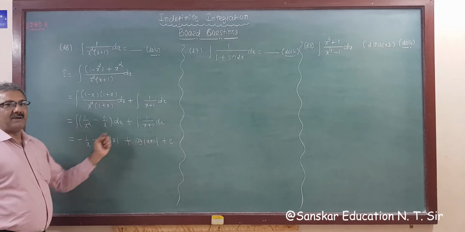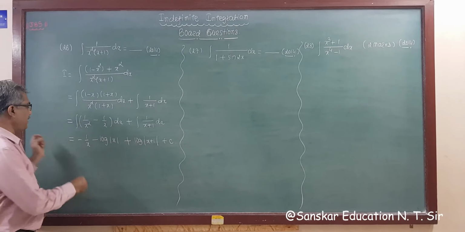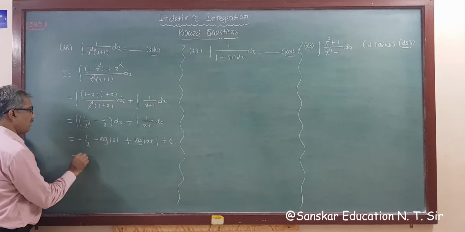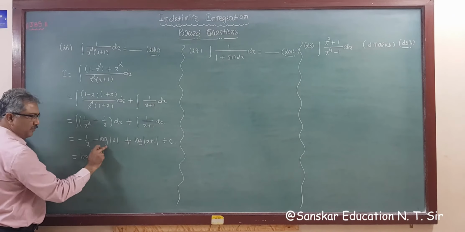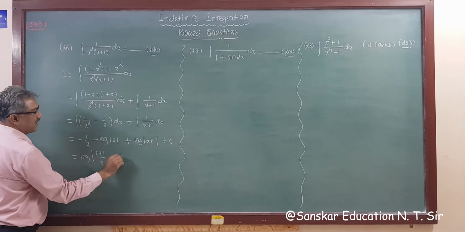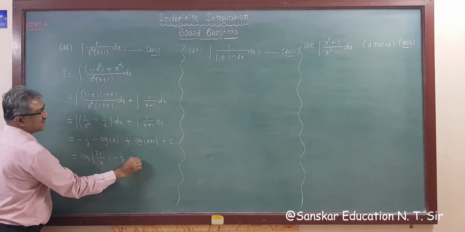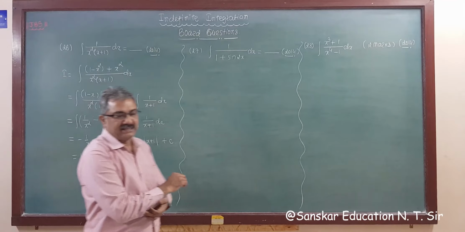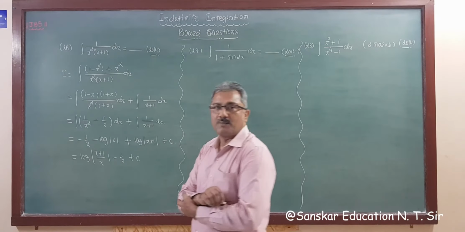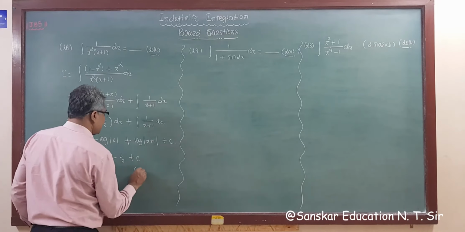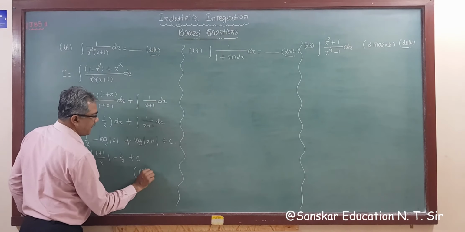So log a minus log b is log a upon b, so this is log of x plus 1 upon x, and minus 1 upon x plus c. That is, in question number 26 your correct answer will be log of x plus 1 upon x minus 1 upon x, that is option number C. So option C is your correct answer.